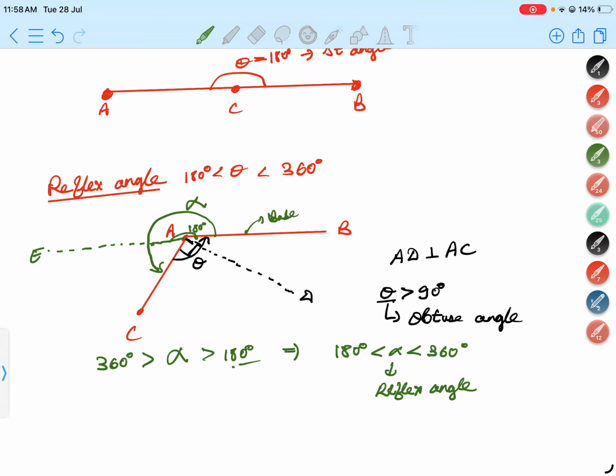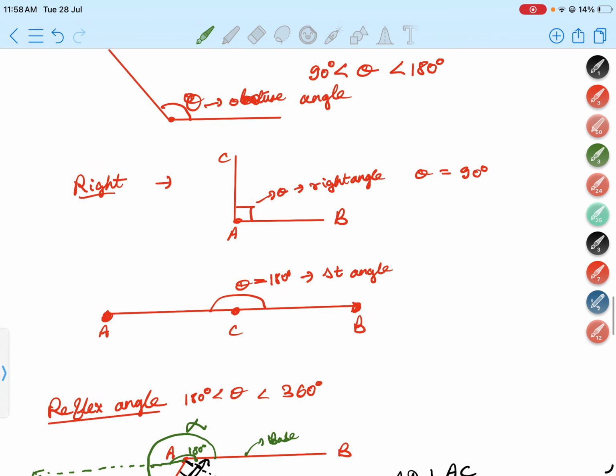Some examples of reflex angles are 270 degree, 315 degree. This is also a reflex angle. We also have 195 degree. These are all reflex angles, and reflex angles generally form outside of a cone.